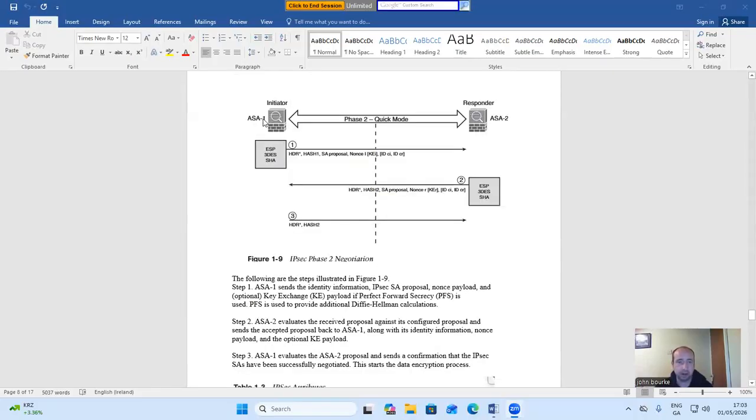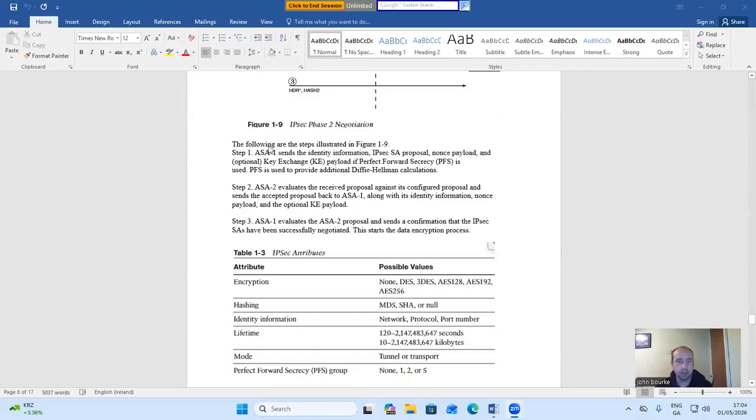So you can see here our initiator ASA1, phase 2 quick mode, and responder. Here's our ASA2 firewall. The following are the steps illustrated in figure 1.9. Step 1, ASA1 sends the identity information, IPsec SA proposal, nonce payload, and optional key exchange KE payload if perfect forward secrecy, PFS, is used.